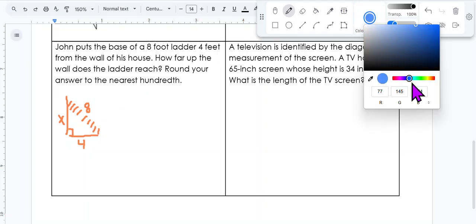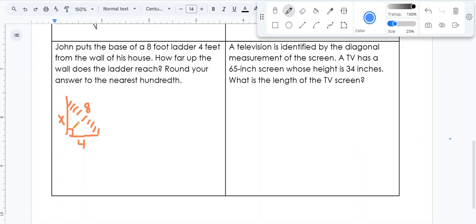So what do we know? Well, we know that 8 there, the ladder, has to be C because it's the side that's across from my right angle. So that means that this is A and B, right? I don't know this side, so I'm going to make this side A, and I'm going to make this side B. Then I'm going to plug it into the formula, A squared plus B squared equals C squared. All right, so I've labeled what's A, B, and C, we got our formula, and we plugged it in. B we said was 4, C we said was 8, and A we didn't know.